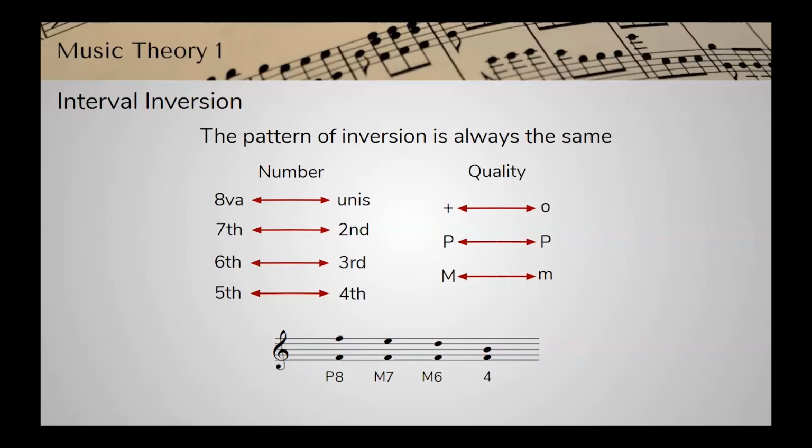And then finally, we have an augmented fourth there between F and B. And so when I invert that, my augmented will become diminished and my fourth will become a fifth. And that's what we have when we invert it back. Okay, so that's always the pattern.